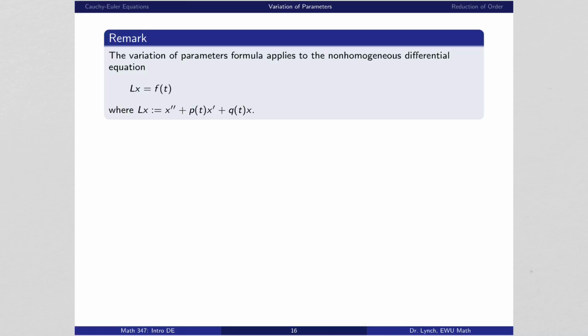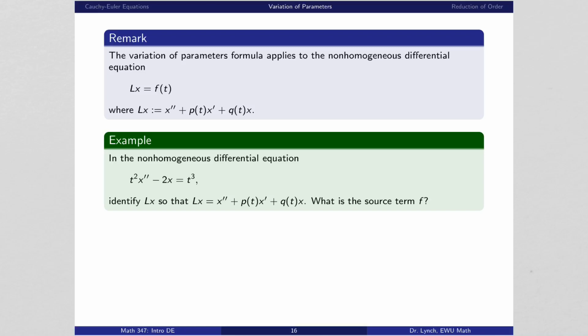One last comment here is that this variation of parameters formula applies to the non-homogeneous linear differential equation Lx equals f. In particular, we have to have the differential operator in that second order linear normal form, where the coefficient of the second derivative is 1. So as you go forward, like when you do your homework, you'll find a couple examples where that coefficient function is not 1.